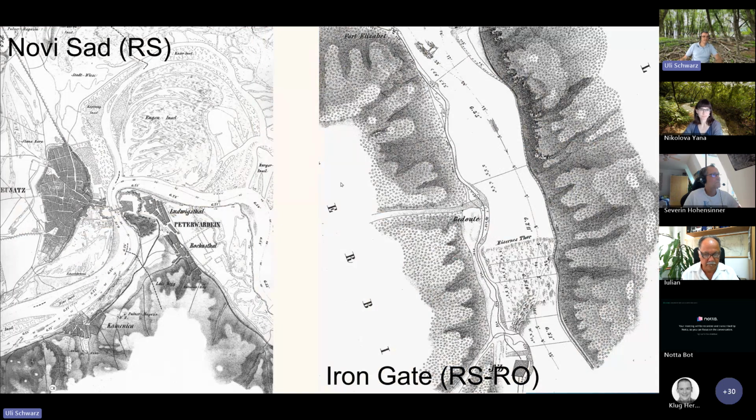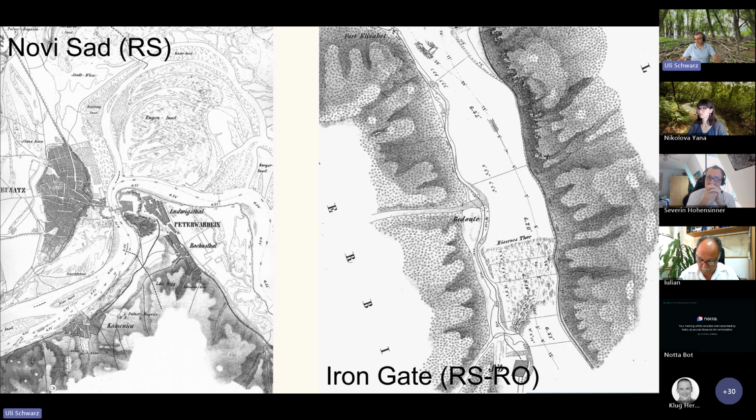Again, near Novi Sad or Peterwardein, two shots further of the Parsetti map, which Severin has already also shown, we have this extremely interesting exorbitant lateral development of the river. Later on, this was all totally irrigated and is not existing anymore.